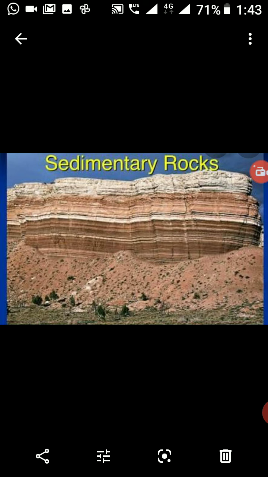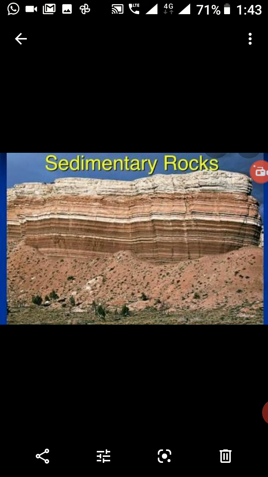And the next is argillaceous. Argilla means clay. These are made up of the finest particles, that is, size of particles is less than 1/16 mm in diameter. Example, shale. Shale is a clay rock. It is very fine and feels like silt.